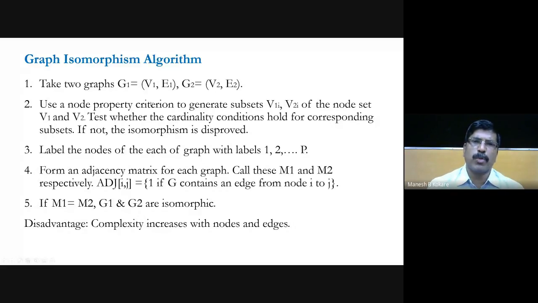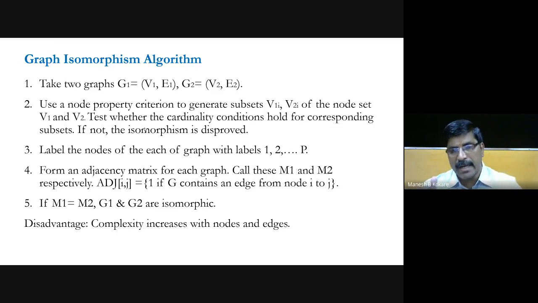Use the node property criteria to generate the subsets V1i and V2i of the node sets V1 and V2, and test whether the cardinality condition holds for the corresponding subsets. If not, the isomorphism is disproved. Now, what is my cardinality condition? Cardinality condition means basically that the number of nodes of the first graph must be equal to the number of nodes of the second graph. The second thing is that the number of edges of the first graph must be equal to the number of edges of the second graph.